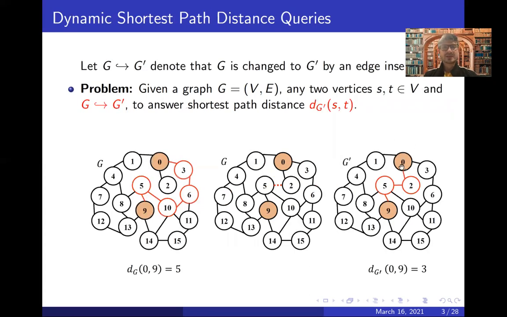If such a graph is dynamically changing as a result of edge insertions, we can model this problem as the dynamic shortest path distance query problem. As we can see in the graph to the very right, the distance between 0 and 9 after inserting the edge between 2 and 5 is 3, but before it was 5.